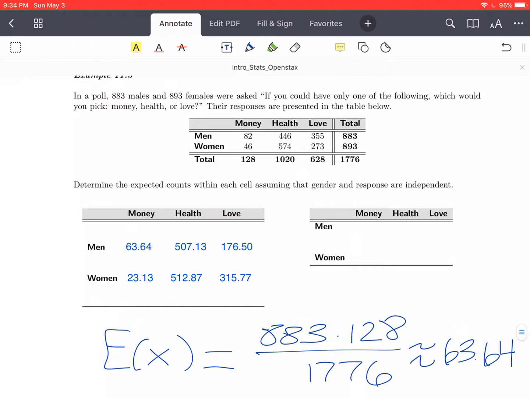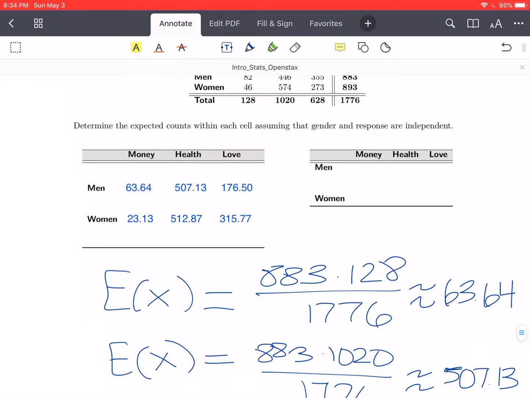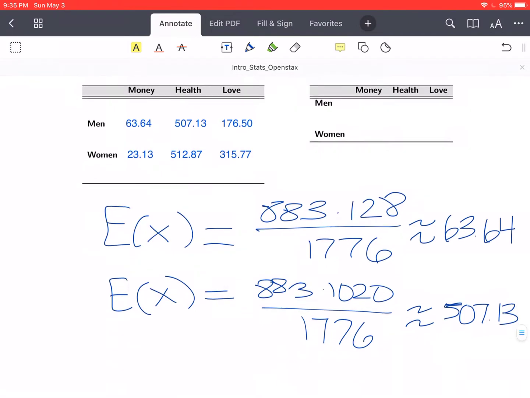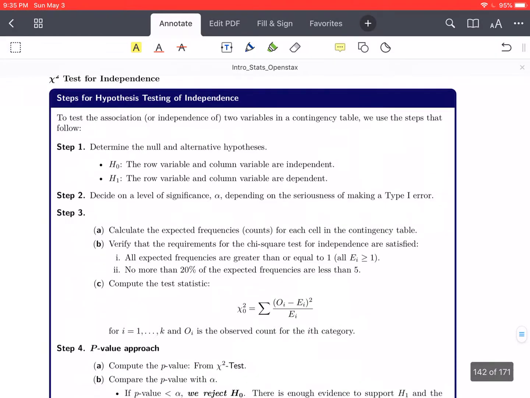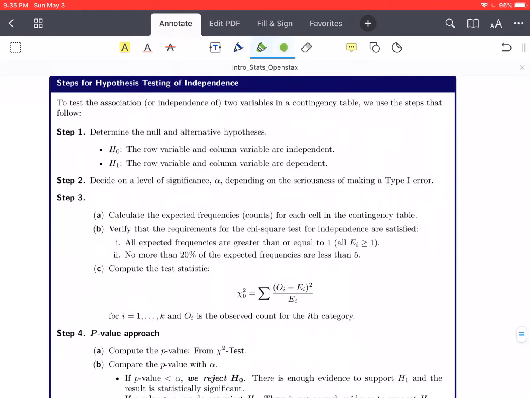Right. So these would be our expected counts for this table. Okay. So now this leads us into how we conduct our hypothesis test, our test for independence. So let's look at the next page. There's not going to be too much different from what we've done already. So the steps are very similar to what we've seen.